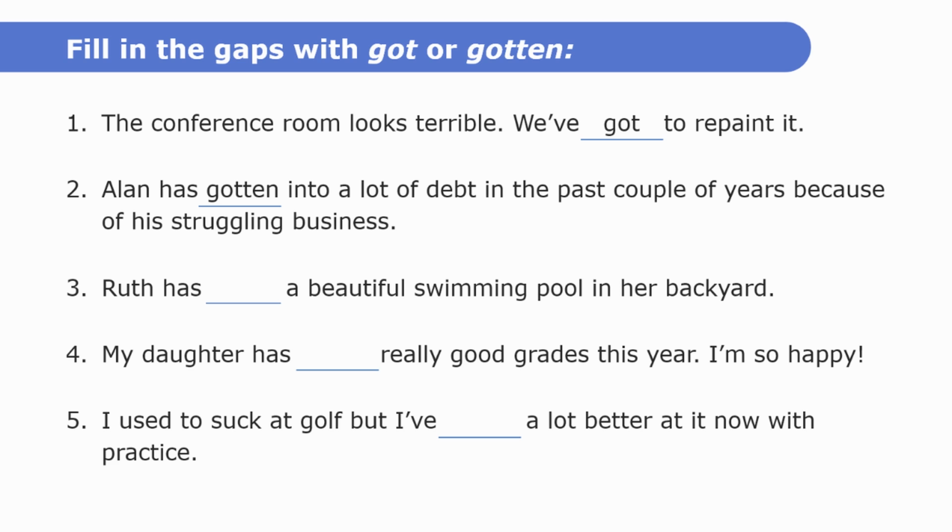Number 3, Ruth has got a beautiful swimming pool in her backyard. We're using got here because has got means to have. So Ruth has a beautiful swimming pool in her backyard. Number 4, my daughter has gotten really good grades this year. I'm so happy. In this sentence, we're using gotten because the meaning is received. My daughter has received really good grades. And in this last sentence, I used to suck at golf, but I've gotten a lot better at it now with practice. Here we're using gotten because the meaning is become.